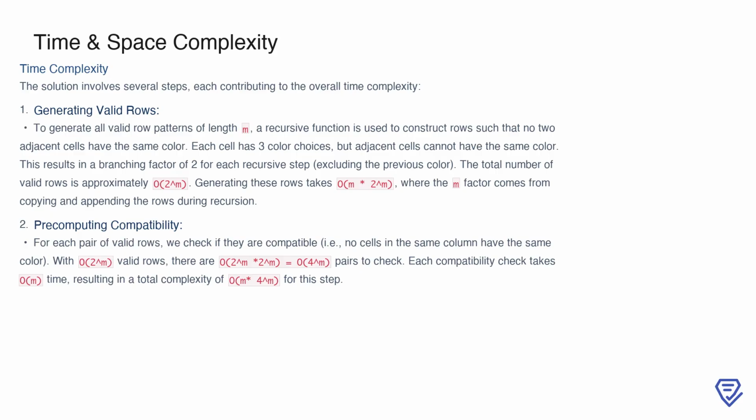For each pair of valid rows, we check if they can coexist by ensuring no two cells in the same column share the same color. With about 2^m valid rows, there are approximately 4^m pairs to check. Each compatibility check takes m time, leading to a total complexity of m*4^m for this step. These two components set the foundation for the overall time complexity.